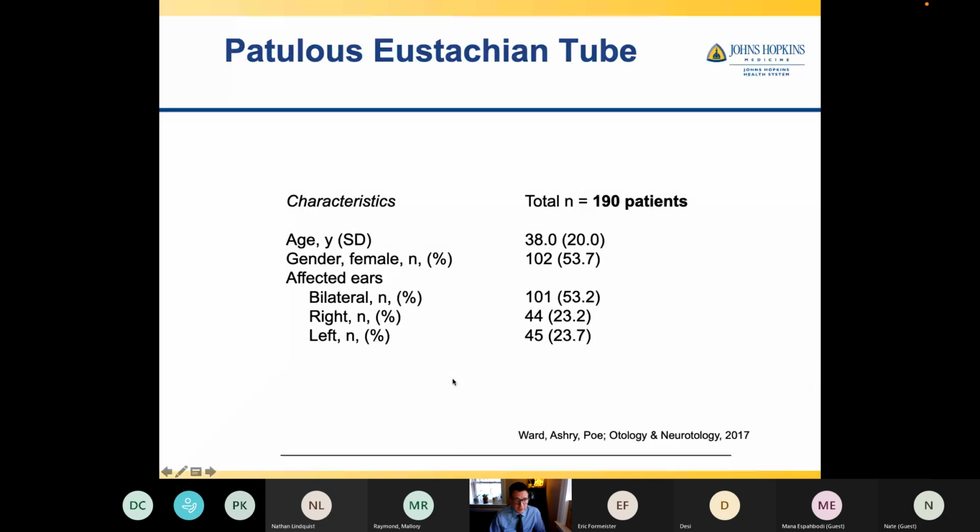So we looked at all of Dennis Poe's patients. He had 190 patients with definite patulous eustachian tube. The age of those folks was around 38, equally men and women, equally prevalent in the right or left ear, and bilateral about half the time.